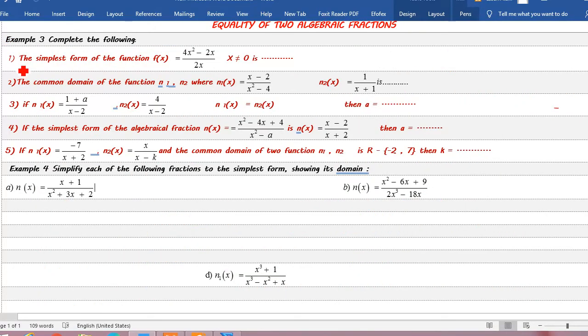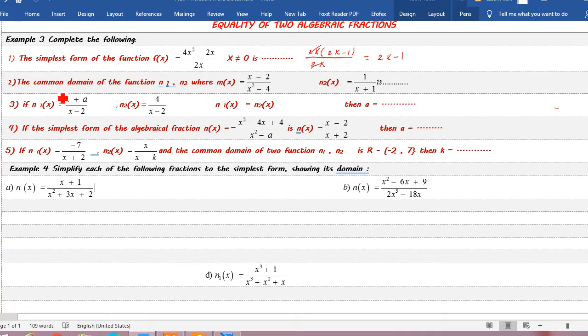Example 3, number 1: the simplest form of the function f of x equals 4x power 2 minus 2x over 2x. What is the common factor between 4x power 2 and 2x? Take 2 from 4 and 2, and x from x power 2 and x. Dividing 4x power 2 minus 2x by 2x, it becomes 2x minus 1 over 2x. Cancel 2x with 2x, then the result equals 2x minus 1. This is the simplest form.